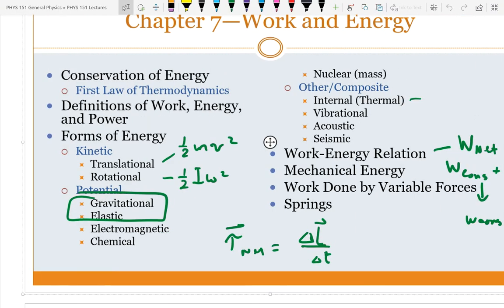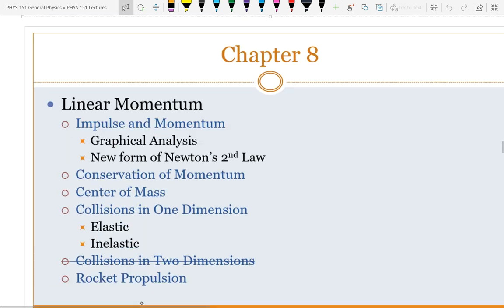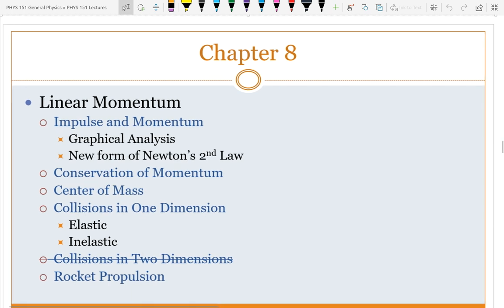All right, so just picking up where we left off yesterday, the last thing we talked about was Chapter 7, talking about work and energy. So Chapter 8 is where we started talking about linear momentum. Momentum, mass times velocity, it's a vector, it has direction.